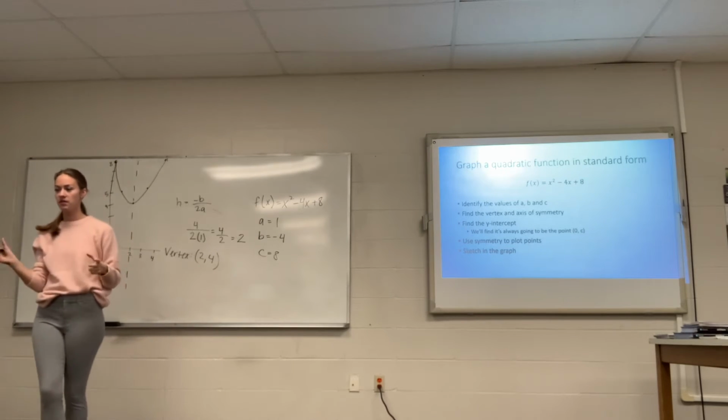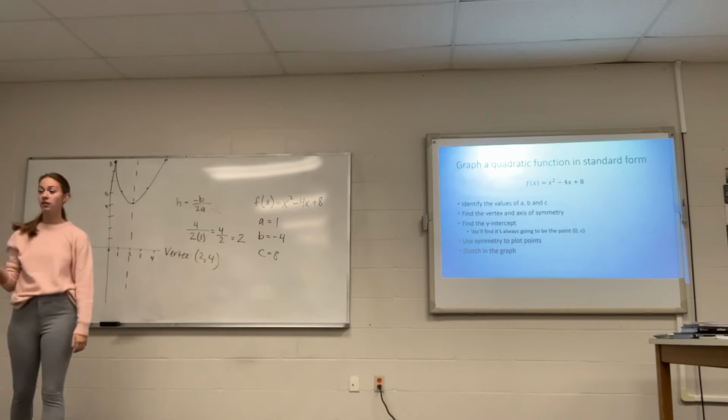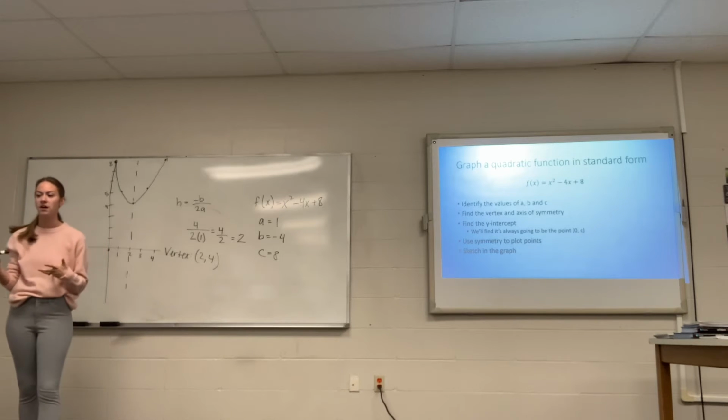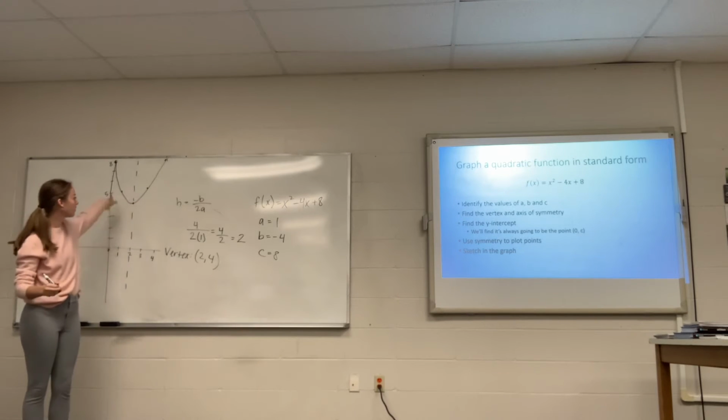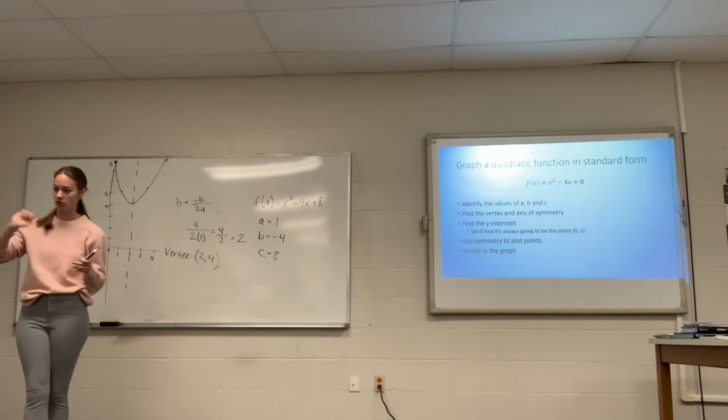So if you see something in standard form, first find your vertex, then it's an easy point to plot your y-intercept because it's always just the c value. Then plot a couple other points to make sure it looks like an accurate graph, and then just go ahead and sketch in your line.